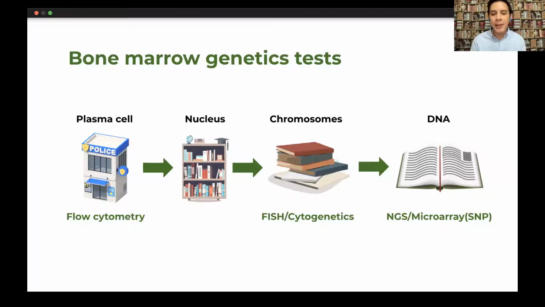The flow cytometry will help us identify if there are abnormal plasma cells in the biopsy. The FISH and cytogenetic tests will help us identify if there are mistakes in the books. Maybe some books are missing, or maybe there are extra chapters. And then the next generation sequencing, or NGS, and microarray. These are genomic tests that are usually used only in clinical trials, and they will tell us exactly how the rules written in the books might have been affected by the mutations.